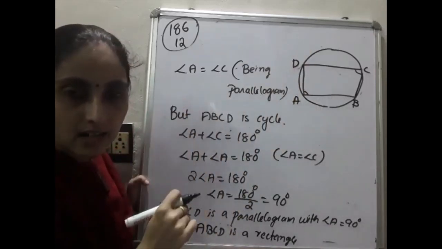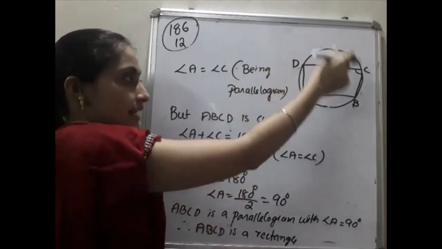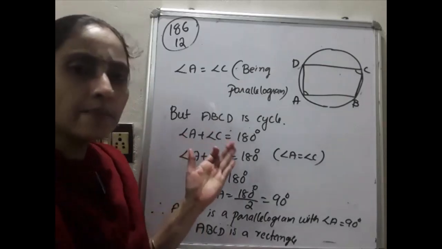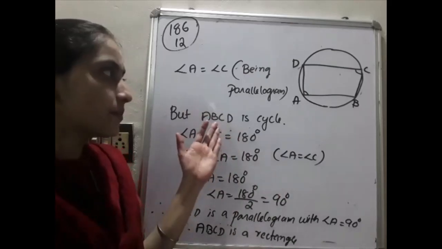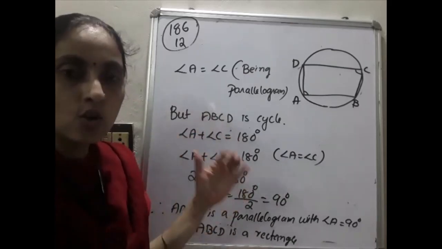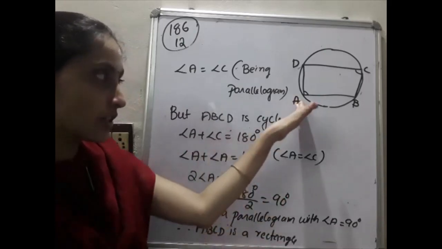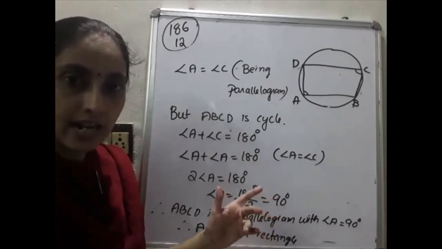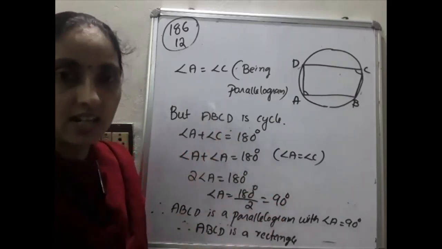And if this is 90 degrees, this will be equal to 90 degrees. Why? Consecutive angles are supplementary. So 180 minus 90 is equal to 90. So all the angles will be equal to 90 degrees. Just write: in a parallelogram, opposite angles are equal. And then what did we get? Cyclic is given, so the opposite angle sum is 180 degrees, and from that we got angle A is equal to 90 degrees. So being a parallelogram with one angle equal to 90 degrees, it is termed a rectangle.